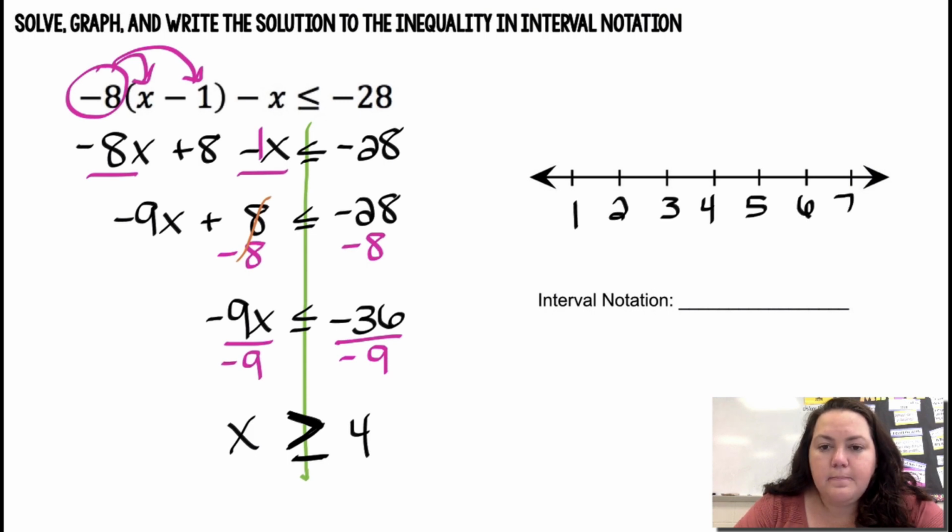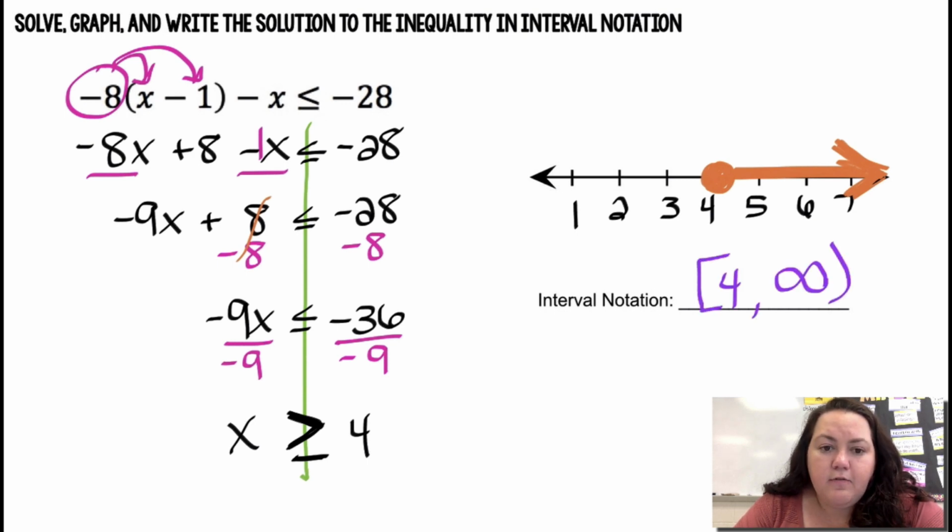On my number line, I'm going to put a filled in circle because it has the equal to part at 4. And I'm going to shade all the numbers that are greater than 4. So I'm going to shade to the right. In interval notation, I'm including the 4. So it's going to get a bracket. And I'm going into positive infinity. And I'm going to put a parenthesis.